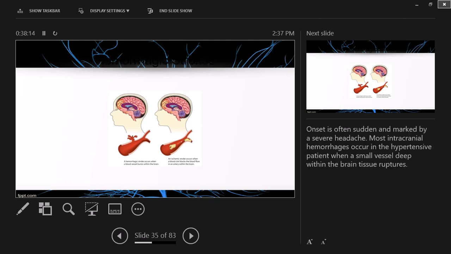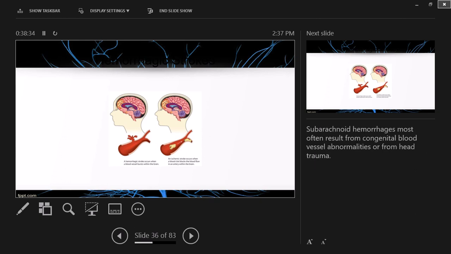Now, we can have hemorrhagic strokes that occur down deep in the brain, or we can have hemorrhagic strokes that occur on the surface of the brain. End result, same thing. We're increasing the pressure in the brain, okay? And so those are still going to be very, very dangerous for our patient.